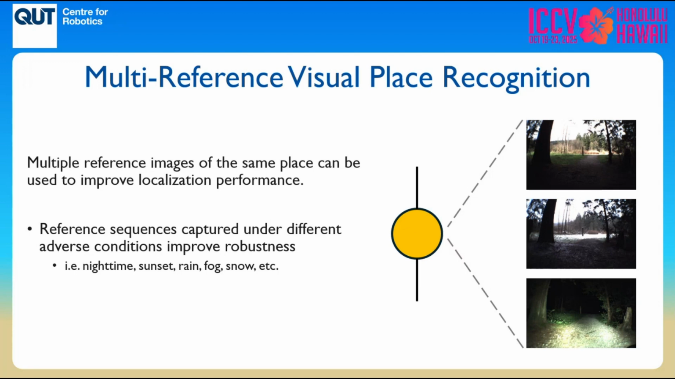We use it in the case of a multi-reference visual place recognition problem. So for multi-reference visual place recognition, there can be multiple references of the same place which can be used for localization. Now, this can improve performance when you capture the location under different sorts of conditions. So this might be nighttime, sunset, rainy, or even snow conditions.